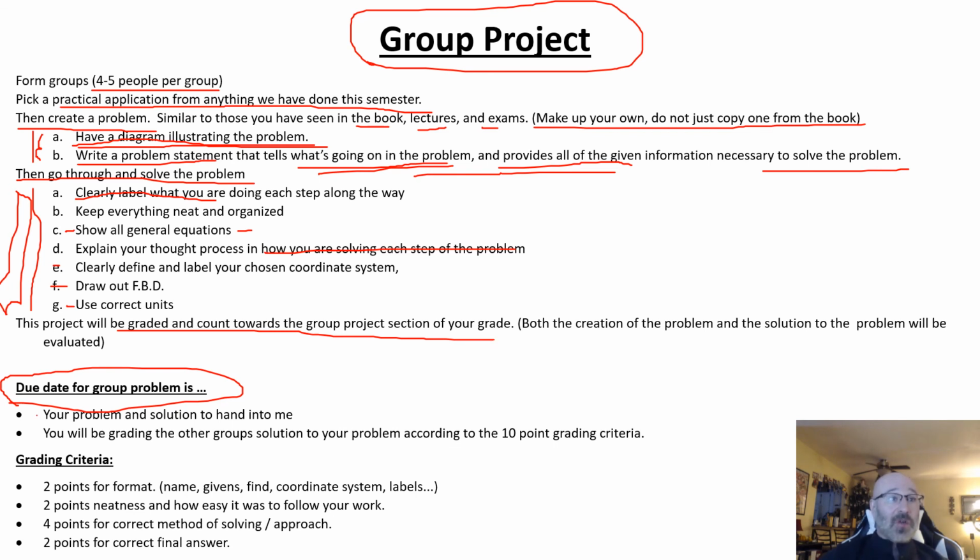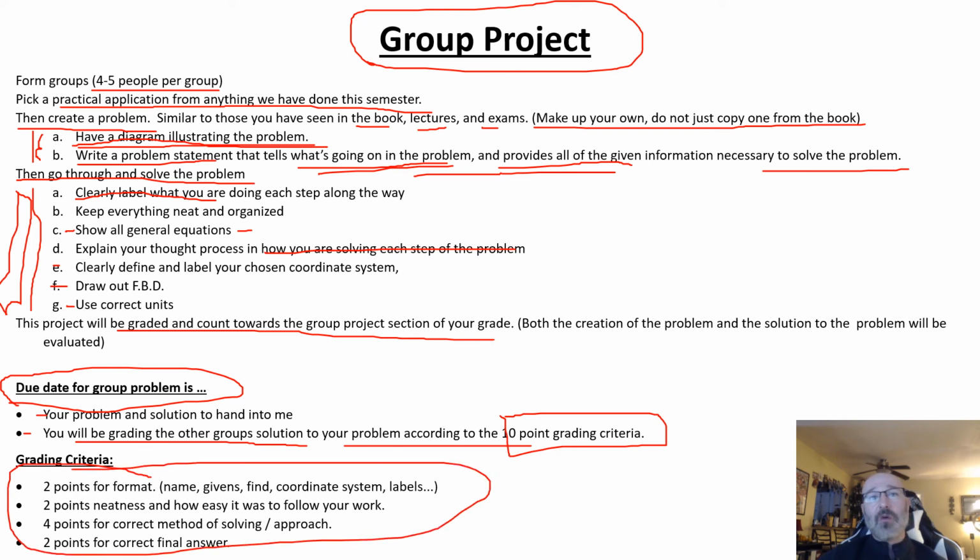Things you need to do, your problem and solution will be handed in to me, and you'll be graded. You'll be grading the other group's solutions to your problem based upon that same 10-point grading criteria that I discussed. So we'll get into some more details of this, but I wanted to put this out there from the beginning of the semester so you guys can start thinking about your group projects, start forming teams, get together and brainstorming for this here. As we go through this, and again, this is the same grading criteria right there I have listed again below for how you're going to grade the other students' solutions to your problem.